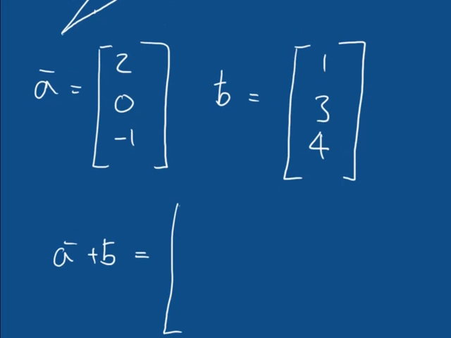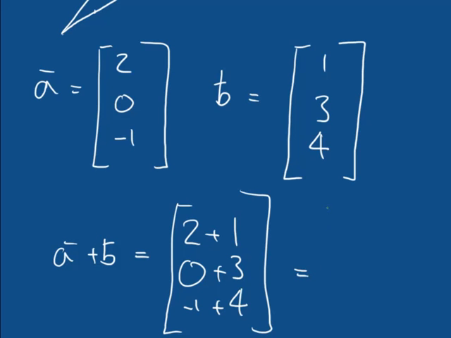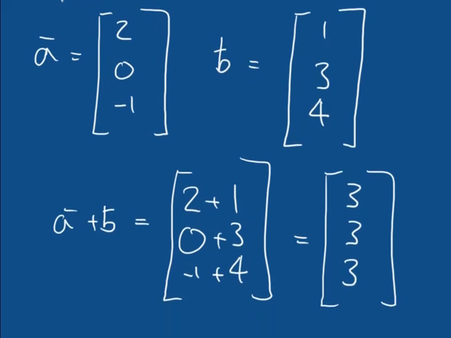just like in our 2D case, we take the first component, so 2, and we add that to the first component of the second vector, so +1. We take the second component, 0, add that to the second component of the second vector, so add 3. And we take the third component of the first vector, which is -1, and add that to the third component of our second vector, which is 4, which in this case is actually going to give us the vector 3, 3, and 3. So what we're looking for in terms of the graphical representation is a vector 3, 3, 3.